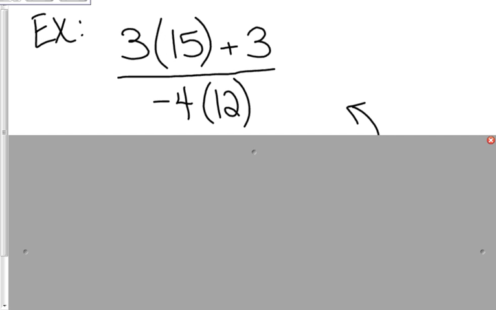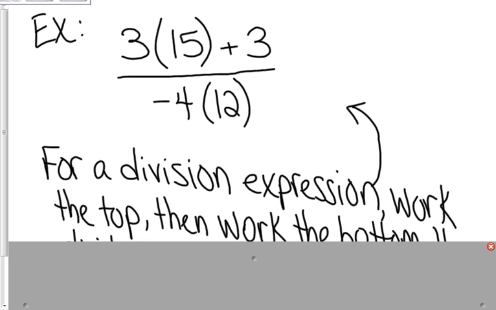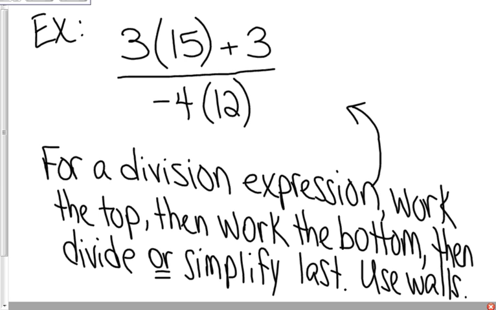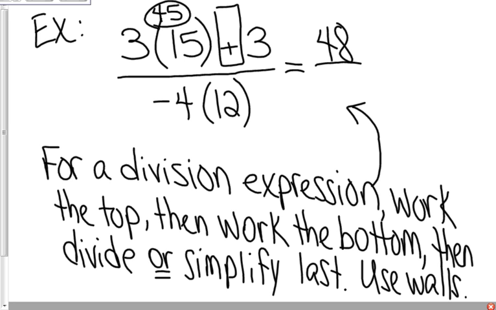Okay, the next one, a division expression. An expression involving division has special rules. For a division expression, work the top, then work the bottom, then divide or simplify the fraction and use walls. So working just the top first, I do see an opportunity to put a wall around my plus sign. So 3 times 15 is 45. 45 plus 3 is 48. So I have my top answer of 48.